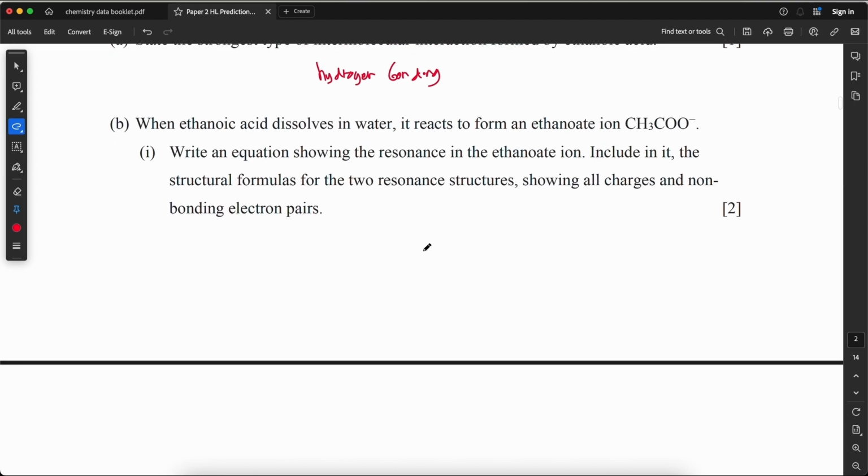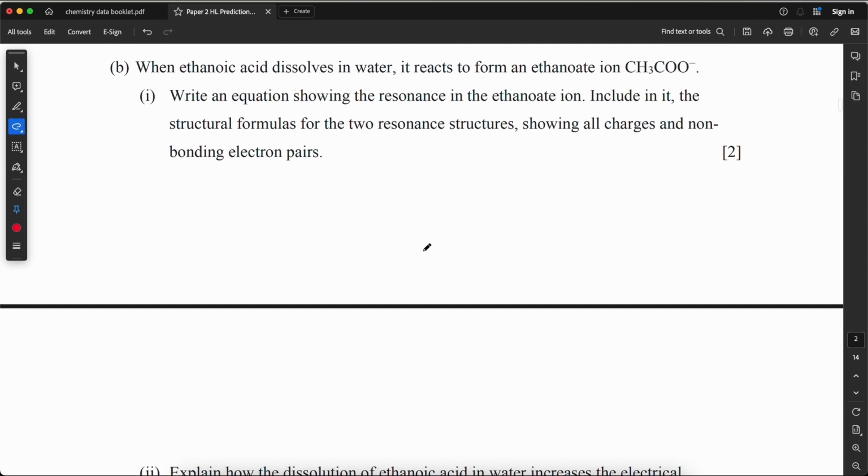When ethanoic acid dissolves in water, it reacts to form an ethanoate ion. Write an equation showing the resonance in the ethanoate ion. Include in it the structural formulas for the two resonance structures, showing all charges and non-bonding pairs of electrons. So that would be the equation first.